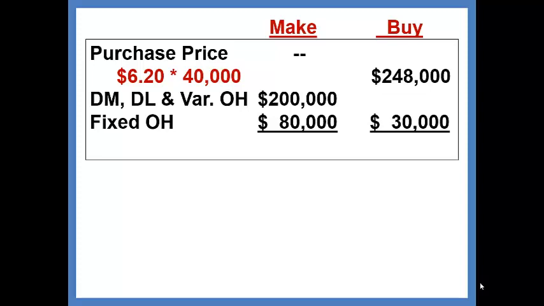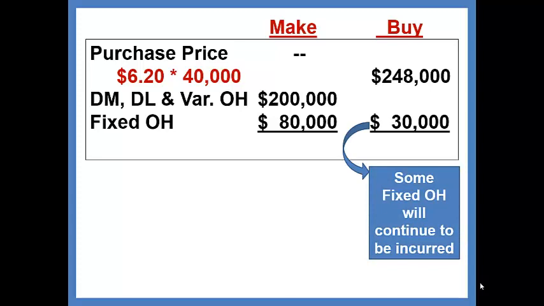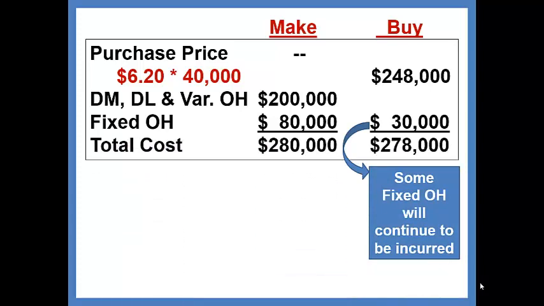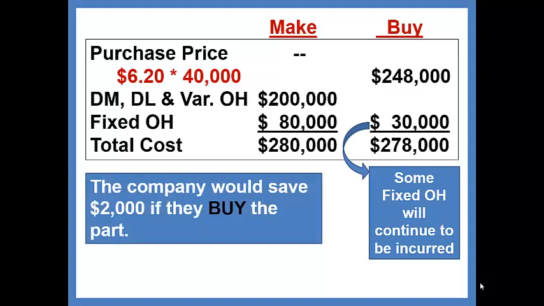Now, you may think, why can we not just eliminate all of our fixed overhead? And that's where you have to keep your short run perspective. We're going to have to maybe keep some of our floor space. Our rent won't go down, our insurance won't go down, those kind of things. So some of that fixed overhead is going to remain in the short run. So our total cost, if we make the parts, is $280,000, and if we buy the parts, it's $278,000. So in this case, we will save $2,000 if we buy the part.